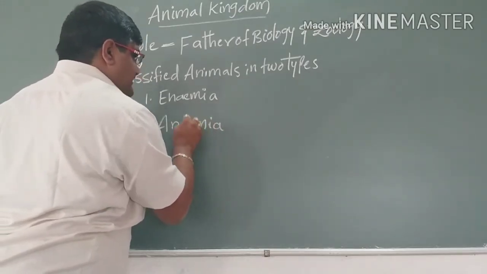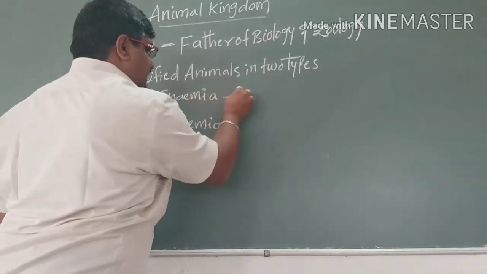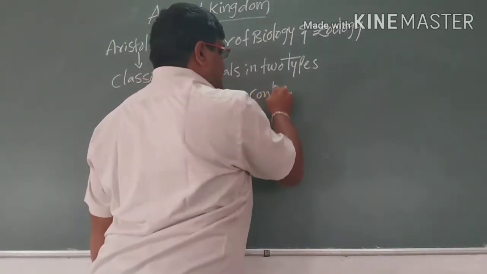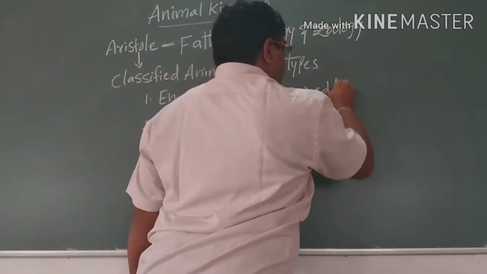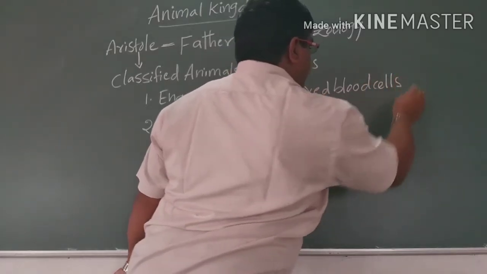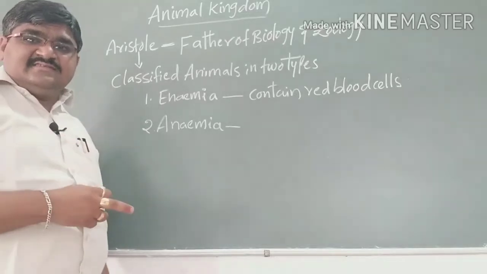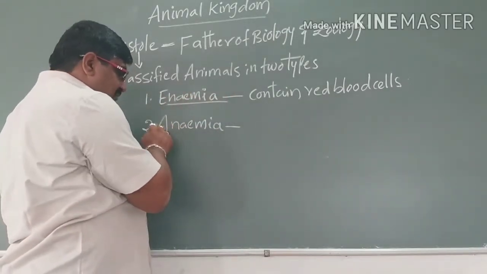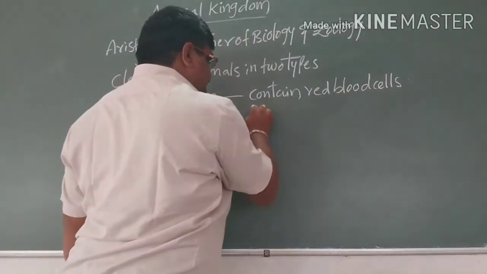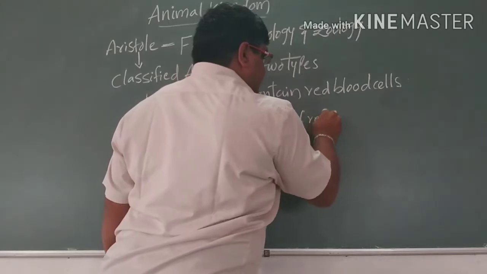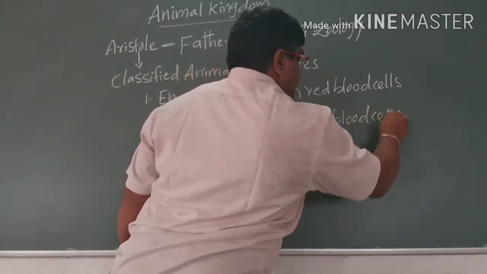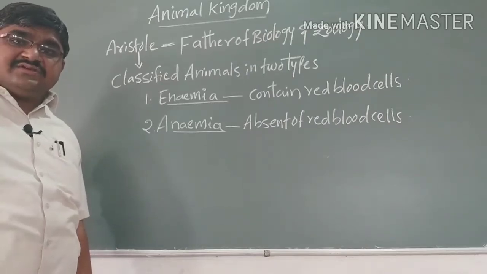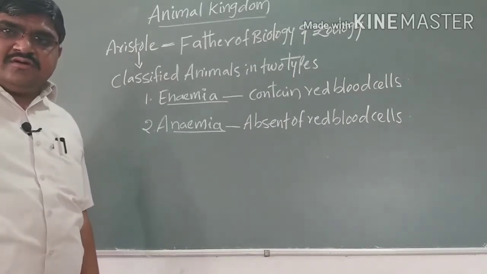Here one we can call as anemia and the second one is called as anemia. So here what does anemia mean? If the organism contains red blood cells, such type of organisms are called anemias. And anemia, A means absent. Here it means the absence of red blood cells. So such type of organisms are called anemias. And he also classified based on the presence of an egg.